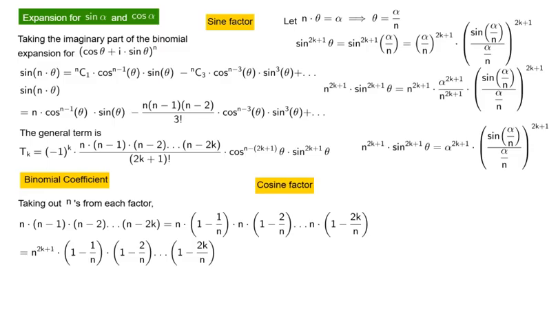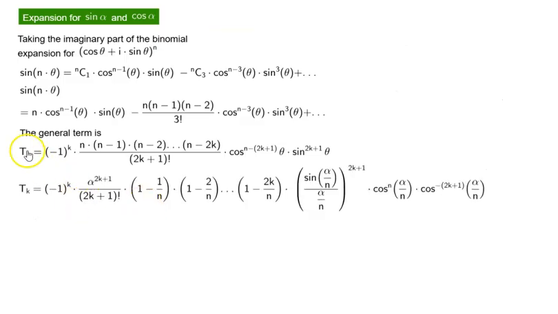Now we have the cosine factor, this one. Cos to the power of n minus (2k plus 1) theta can be written as cos to the power of n of alpha by n times cos to the power of minus (2k plus 1) of alpha by n. So we have addressed all the factors. The first factor, that is minus 1 to the power of k, remains as it is. So we have t sub k equal to this expression.